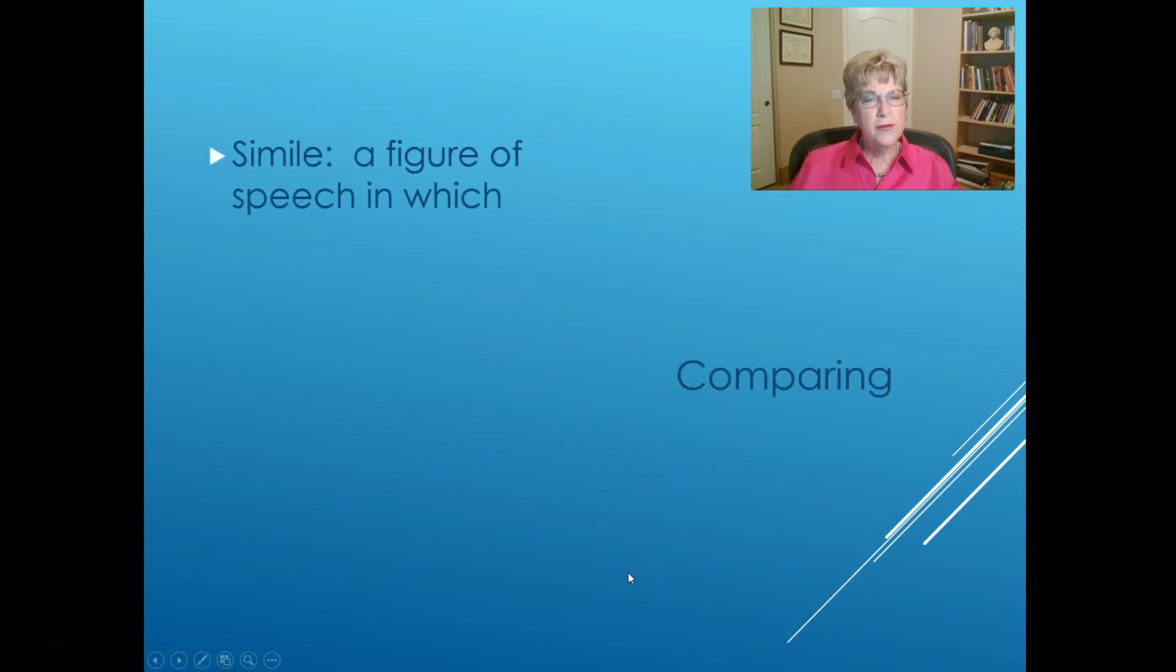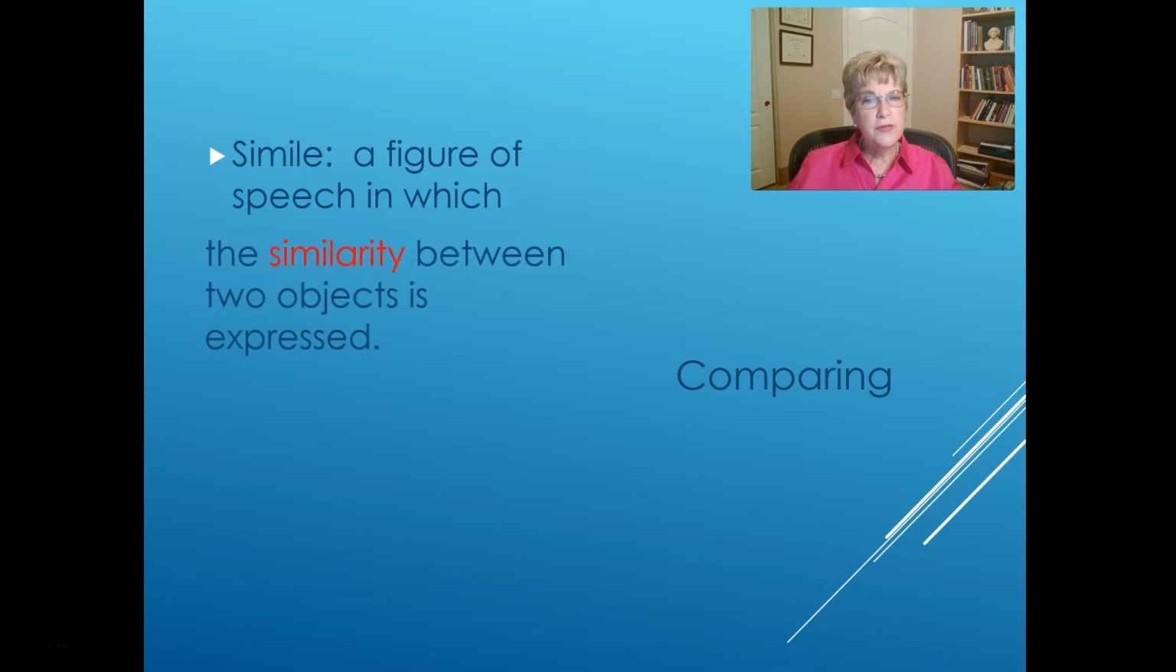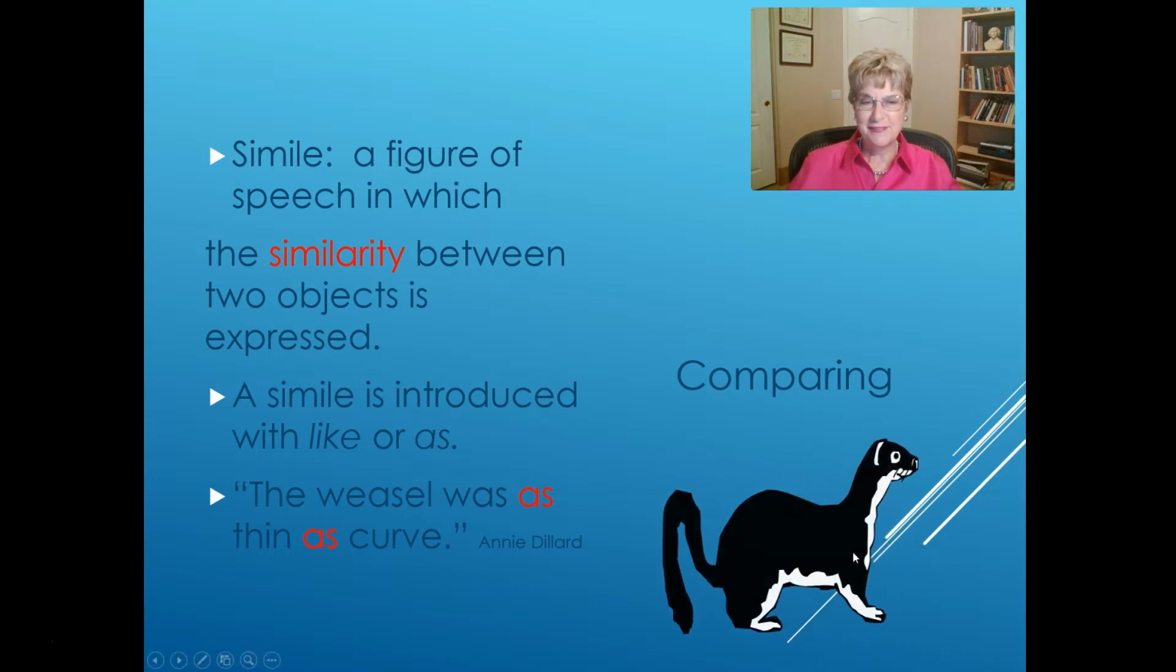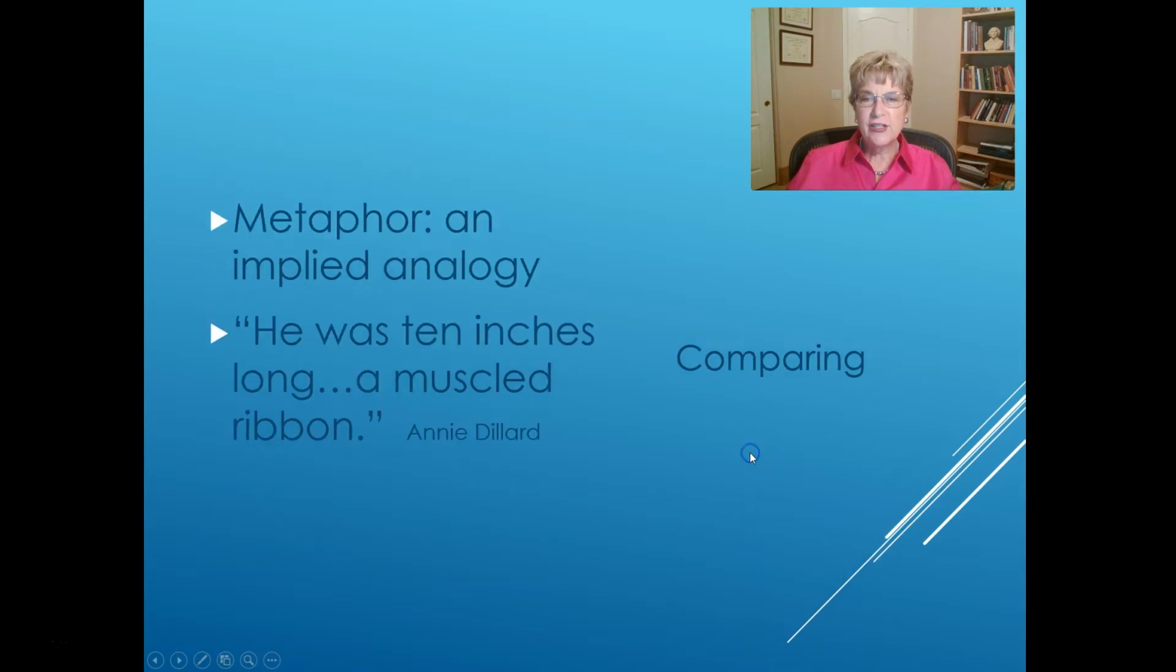Okay, now we're going to talk about comparing, and we do that with the simile and the metaphor. Now, the simile is a figure of speech in which the similarity between two objects is expressed. And a simile is introduced with like or as, and we have this example from Annie Dillard. The weasel was as thin as a curve. Notice as and as. She is making a comparison. She's comparing the similarities between the weasel and a curve. There's our weasel.